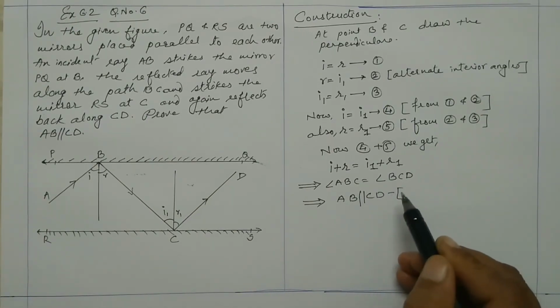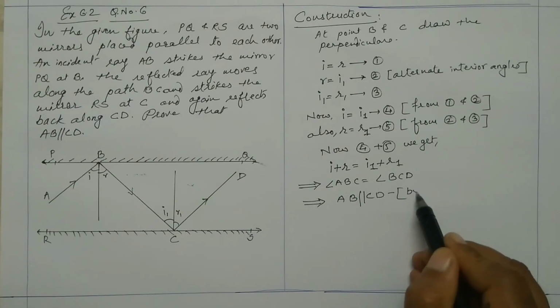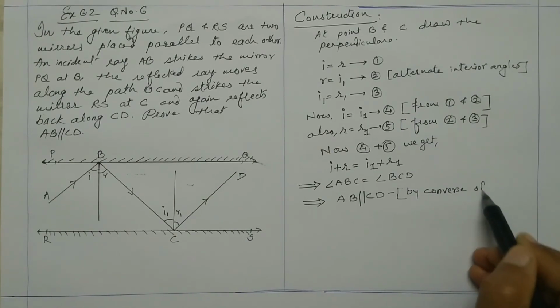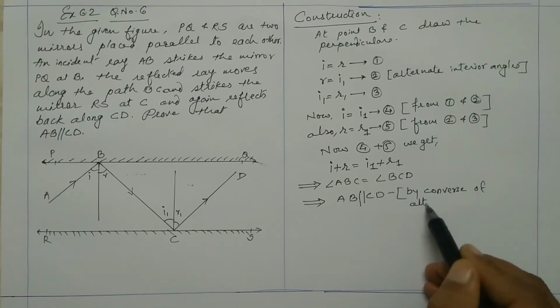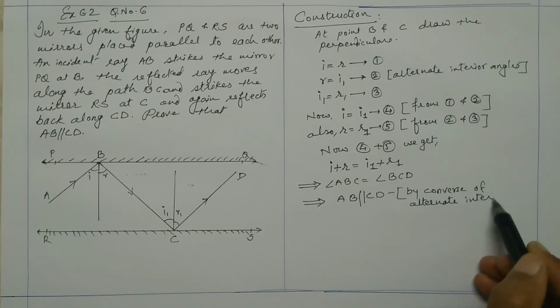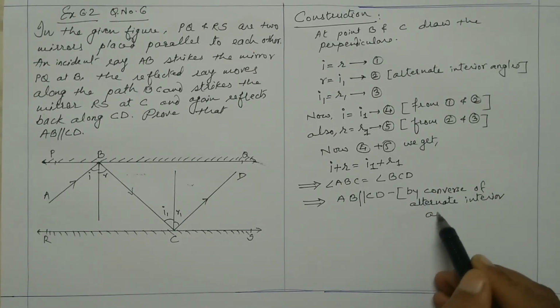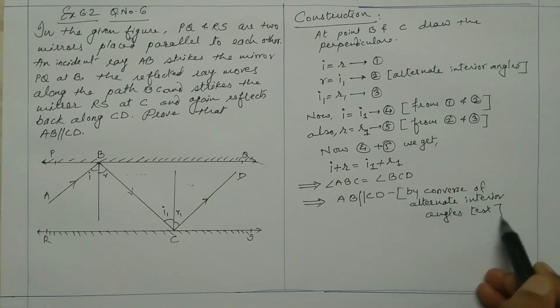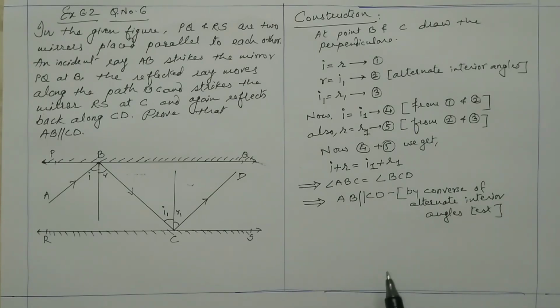And the reason you will write here: by converse of alternate interior angles test. Don't try to write theorem numbers, because if you do not write them correctly, marks may be deducted. Hope you have understood this question.